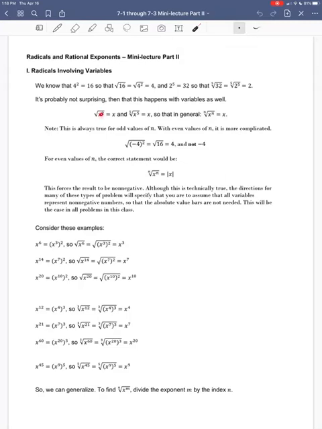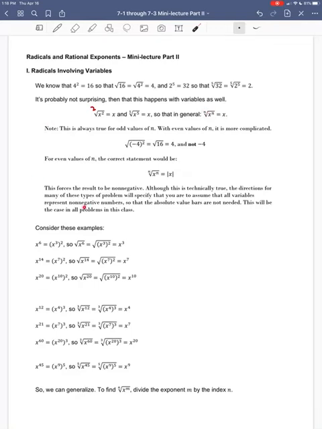If I have the square root of x squared, remember if I don't have an index written, there's really a little 2 there. And what we have here then, the 5th root of x to the 5th is x. So in general, the nth root of x to the n would just be x. The nth root and the nth power sort of cancel out.